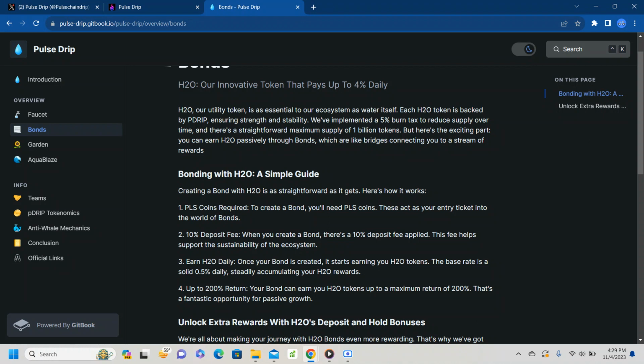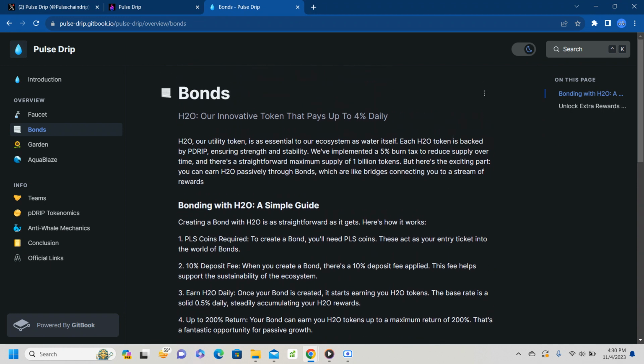PLS on the back end will go to buy back some of that PDRIP. PDRIP will be used to buy some of that H2O, which will help with the price appreciation. PDRIP being the liquidity provider for H2O will also help pump the price. And then there will be burning of that supply. Like, every transaction, there'll be some burning.